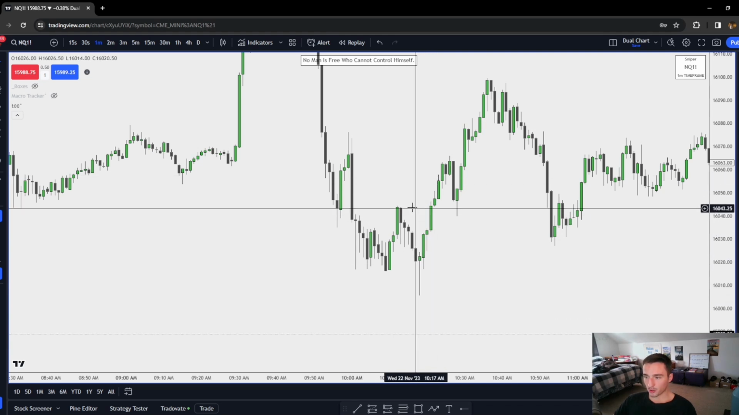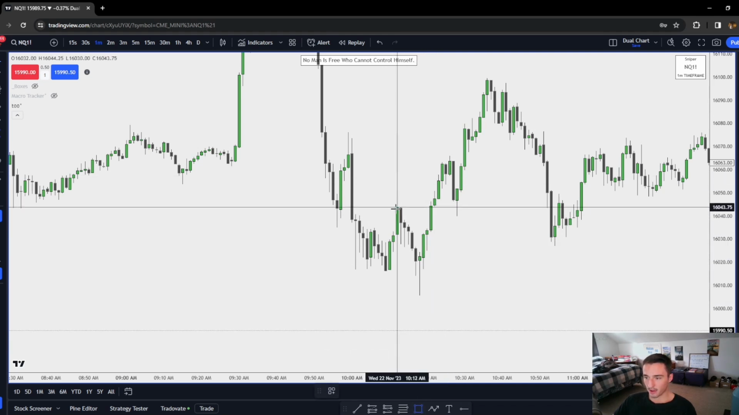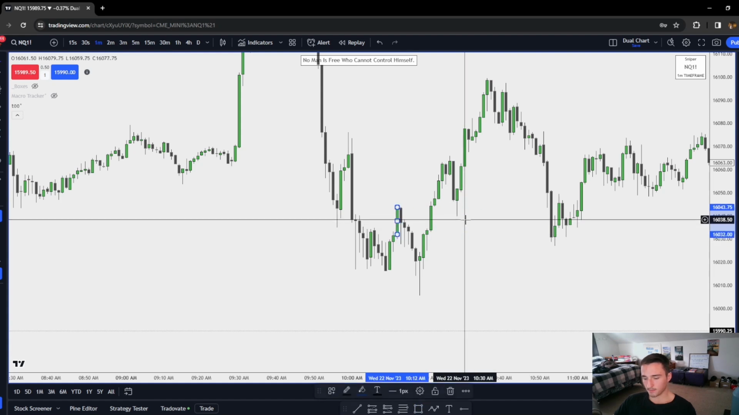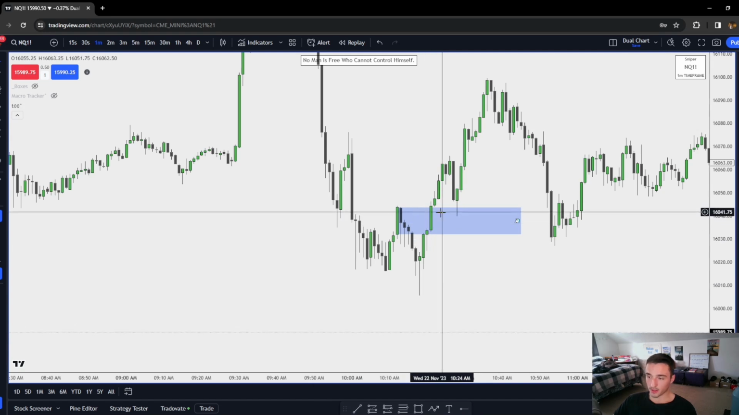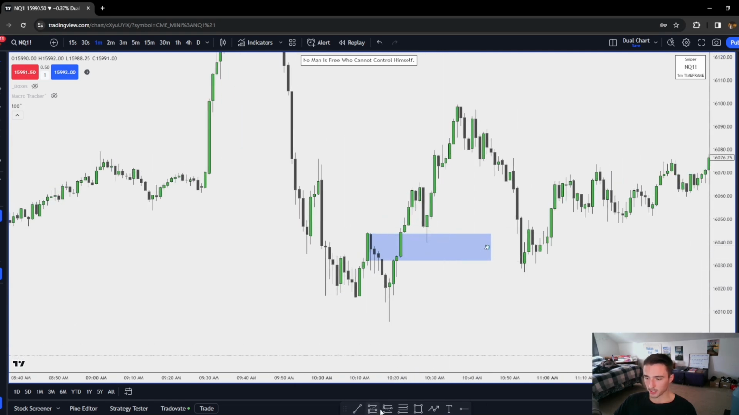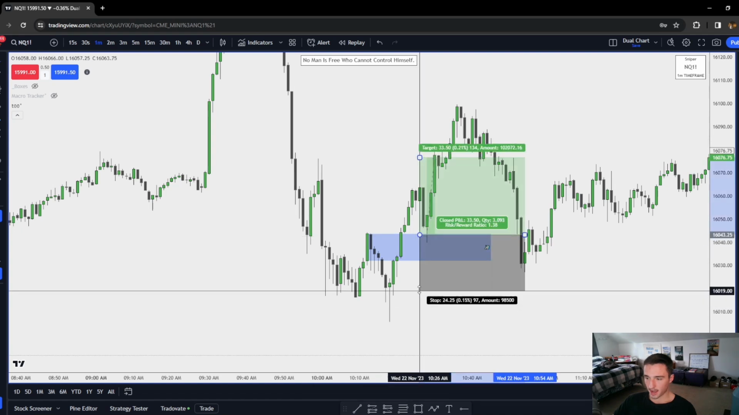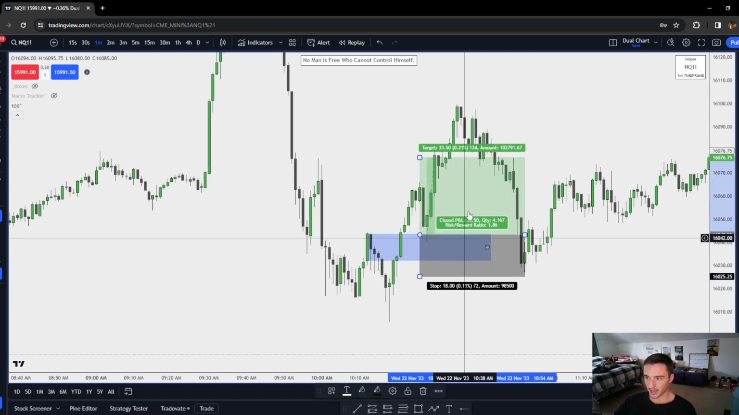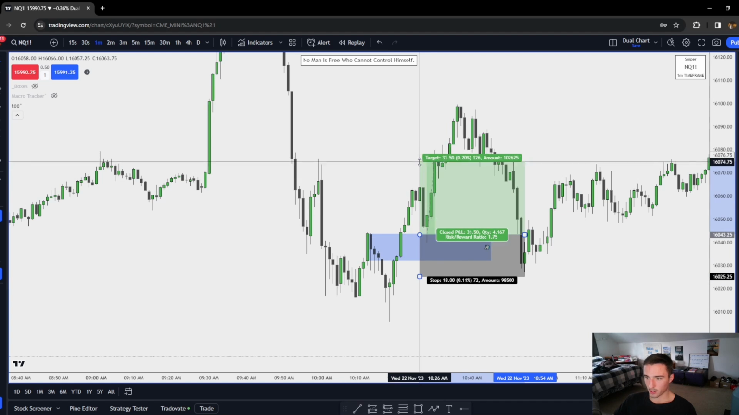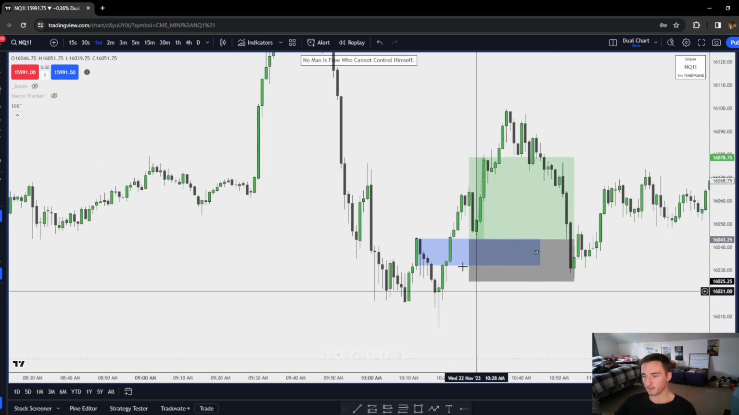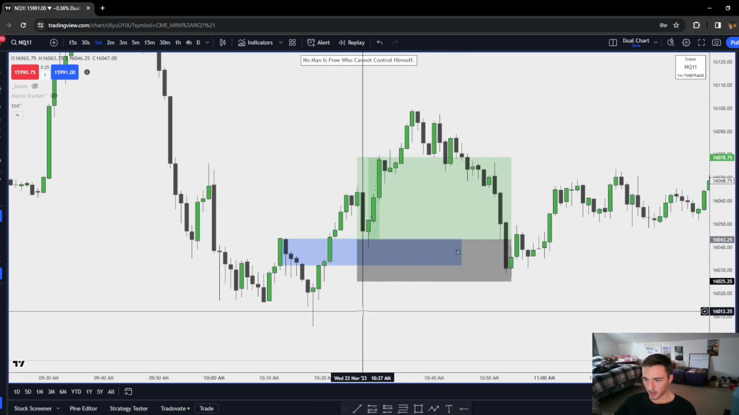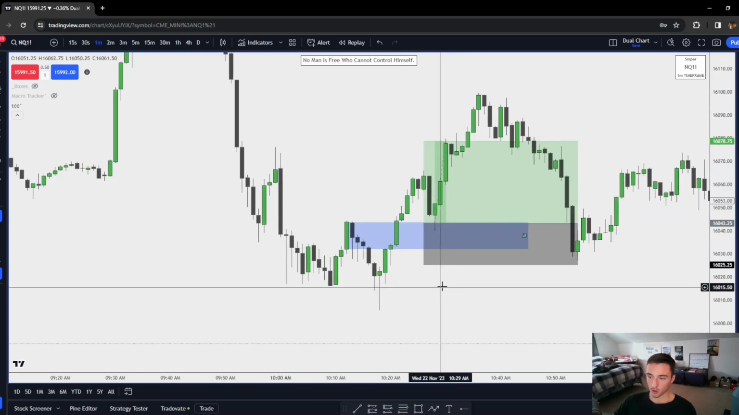Price expands through this high, so now we have a plus breaker with a unicorn, or with a fair value gap. So now we have a unicorn setup. My entry was right here. I had my stop below this candle's low, and I targeted this fair value gap. So right there, plus breaker with a fair value gap, we have a unicorn setup.